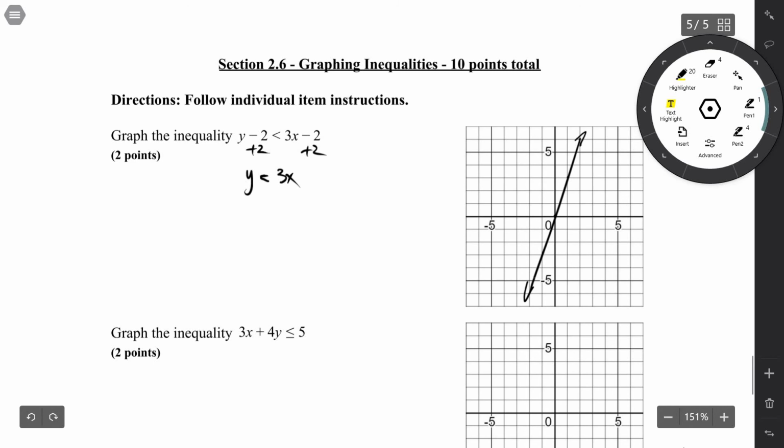Now we need to pick a point that's not on this line. We've been using the origin if it doesn't cross through the origin, but this one does. So I'm going to use the point (1, 1). Just plug that in. So 1 is less than 3 times 1. 1 is less than 3. This is true, so we would shade on the side with that point.